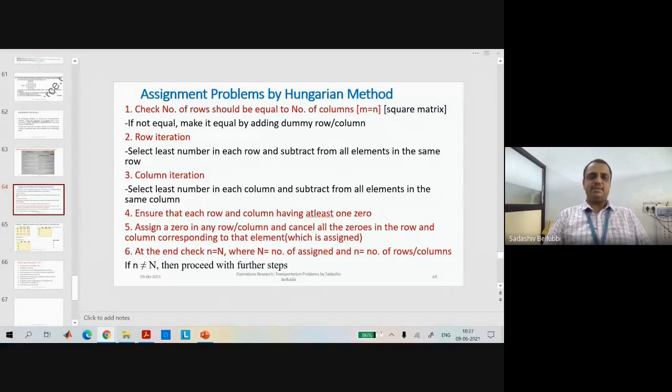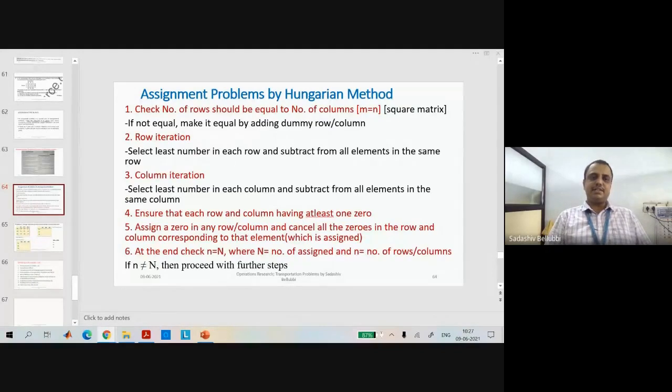So what do you mean by row iteration? It means we need to select the least number in each row, and subtract that smallest number from all the elements of that particular row. In the first row, if there are the numbers 2, 4, 3, then identify 2 as the smallest number and subtract that 2 from 4 and 3, and whatever the difference, you need to write it.